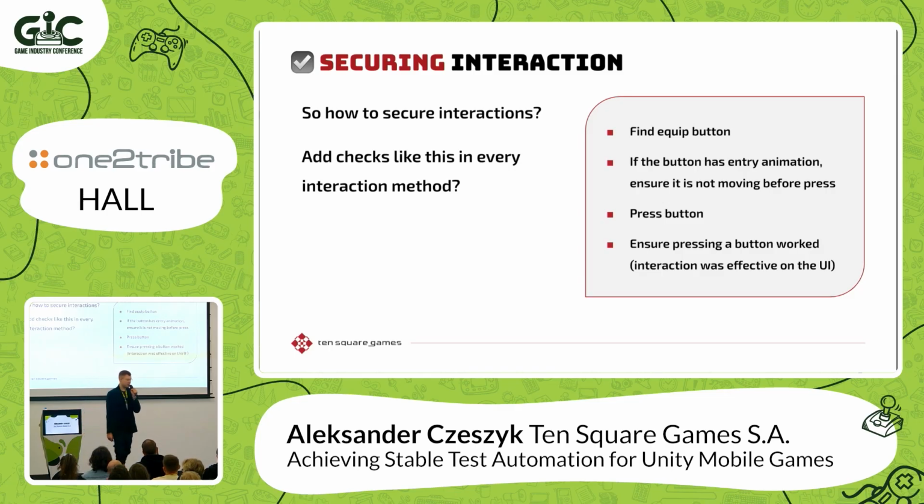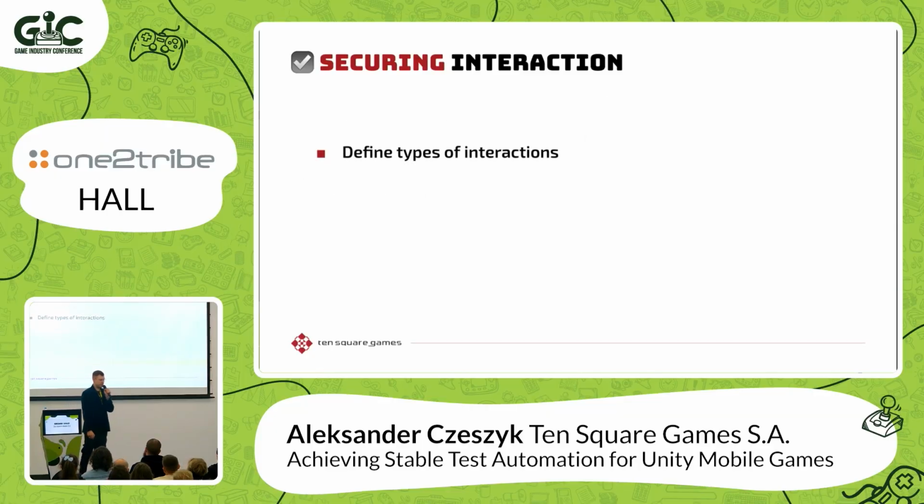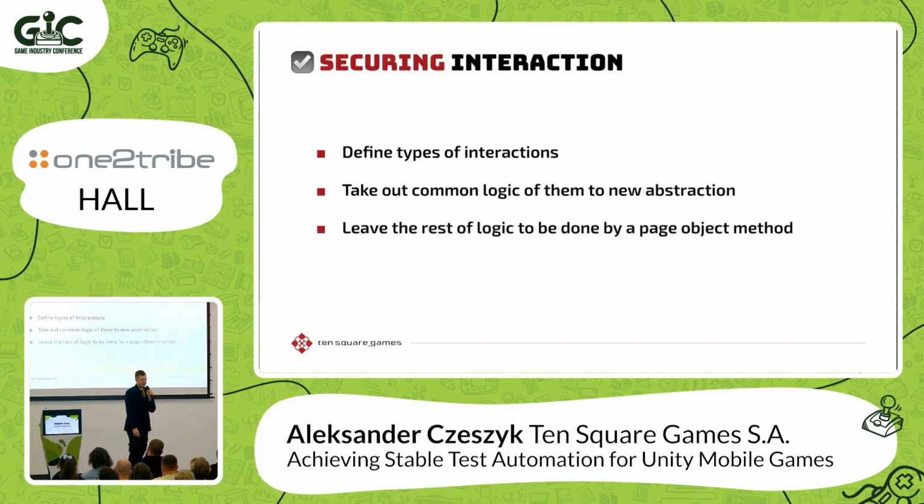Should we secure those interactions in every method the same way? Is it smart? Well, it can be done like this, but the best option is to define the types of interaction that you have, from my experience. Take out common logic that you can out of page object to another abstraction, and leave all the rest that needs to be left in the page object methods.